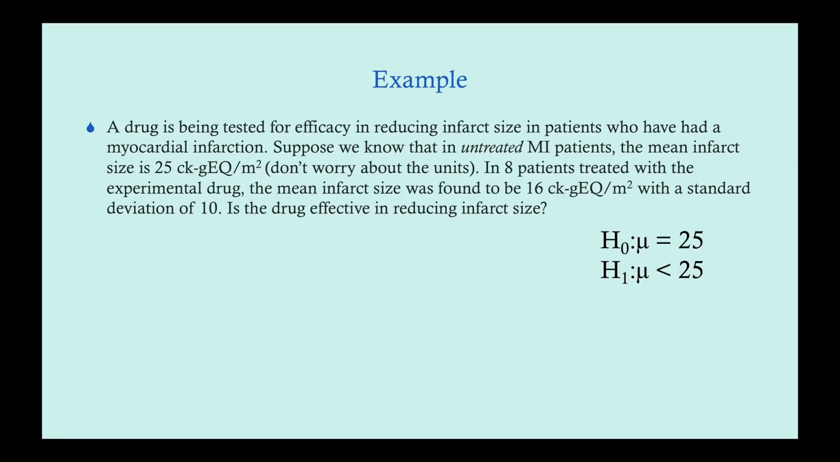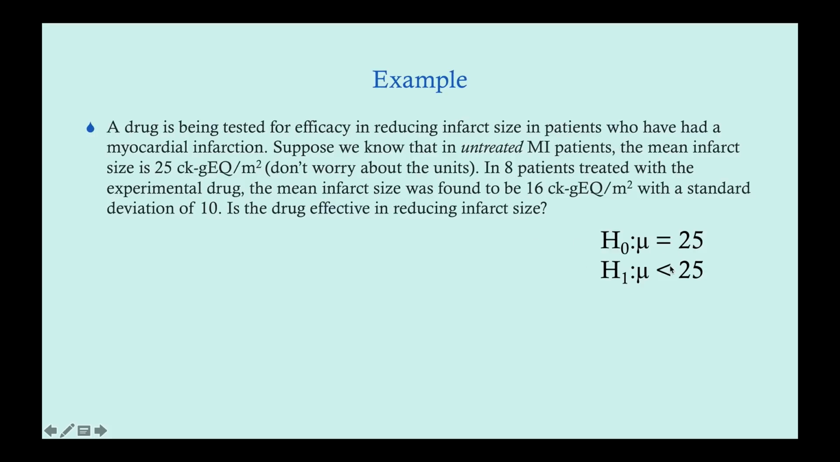So when we determine whether something's going to be effective or not, what we need to do first is determine what's our null hypothesis and what's our alternative hypothesis. So our null hypothesis is that the mean is going to be the same as the population mean, so 25. Our alternative hypothesis is that the infarcts are going to be smaller, so it's going to be less than 25.